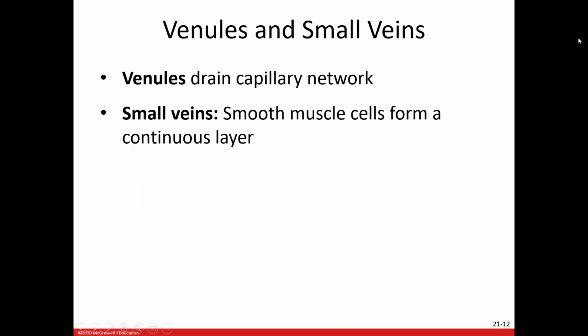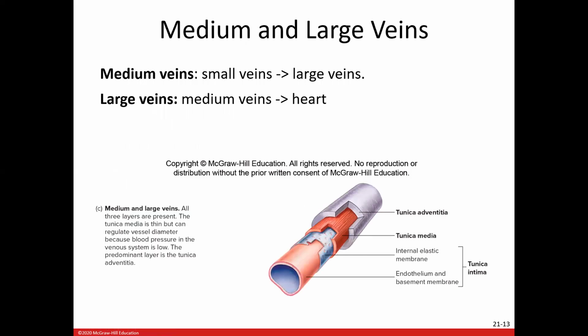So venules and small veins, like I mentioned, the venules are at the end of the capillary network. That's basically where the capillaries drain the deoxygenated blood into. Those venules then feed into your small veins, which have a lot more smooth muscle along them, which allows, again, for vasoconstriction and vasodilation. And then your medium and large veins are basically just carrying the blood back to the heart. So medium veins are carrying the blood from the small veins to the larger veins, and those large veins are then carrying that blood from the medium veins back to the heart itself.